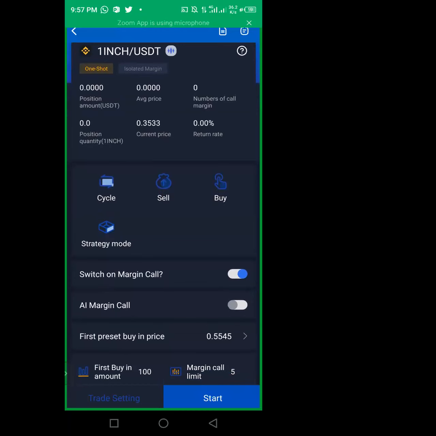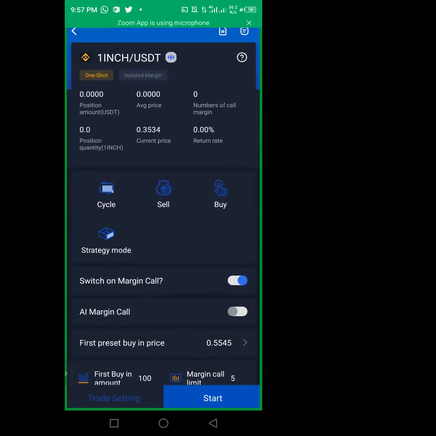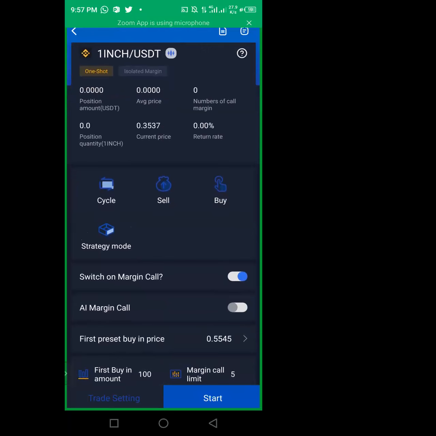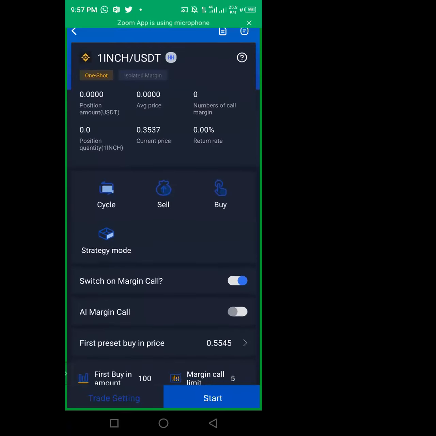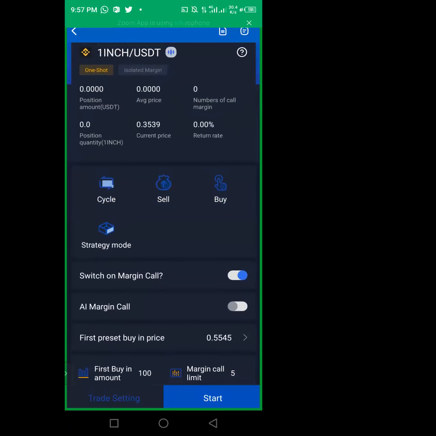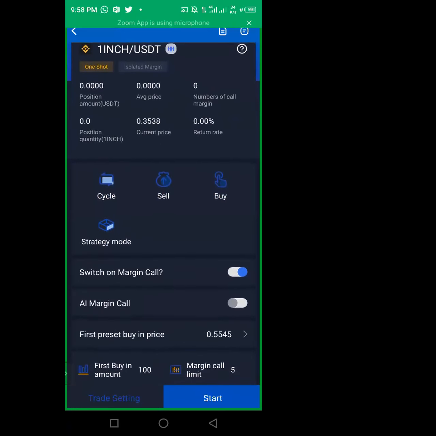Then your return rates. I know I've been saying about return rates. This is where you see if the return rate is on negative, you know that you're already in floating loss. It means that the value of the coin, since you enter, look at the average price. Once average price is higher than current price, your return rate will be negative.